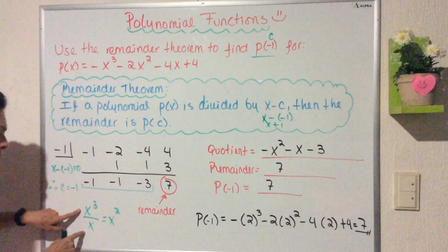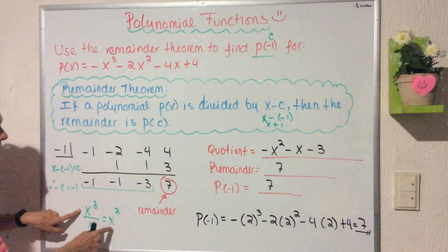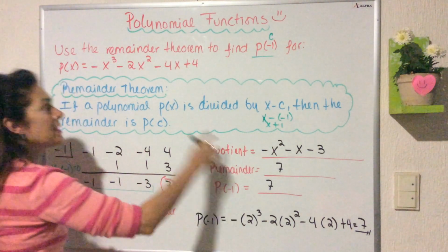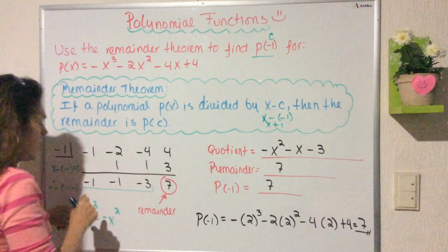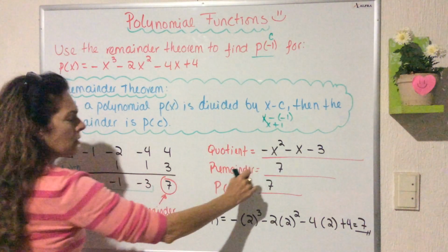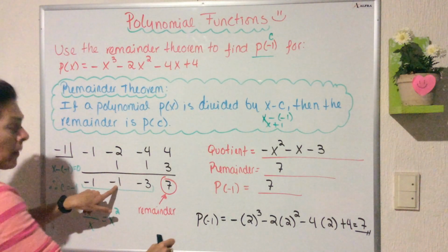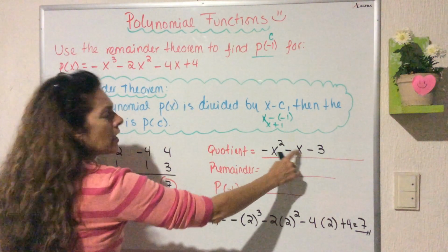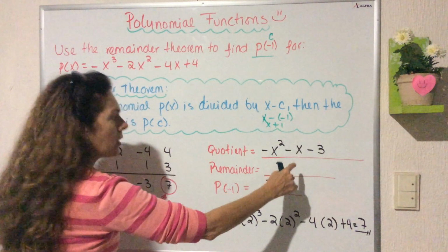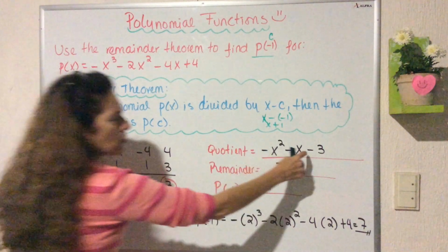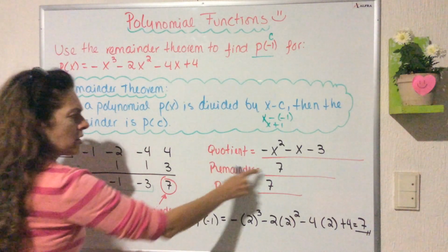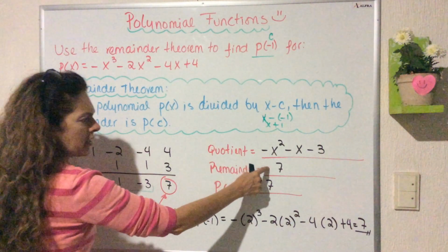Because of the laws of exponents, we subtract, remember? So that's why I am going to start writing in the quotient x to the second instead of x to the third, okay? Now, the coefficient is minus 1, so that's why we have negative x to the second. And then the next coefficient is minus 1 again, so minus x. Because if you have here x to the second, the next one is going to be x to the first power. And then minus 3, which is now the independent term.